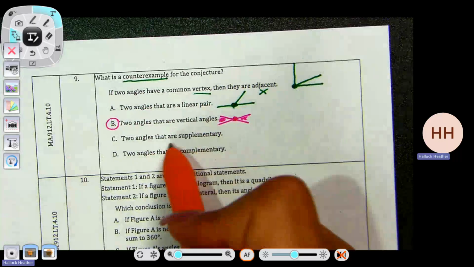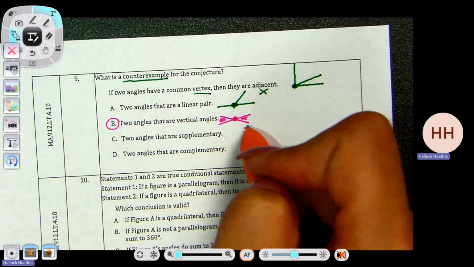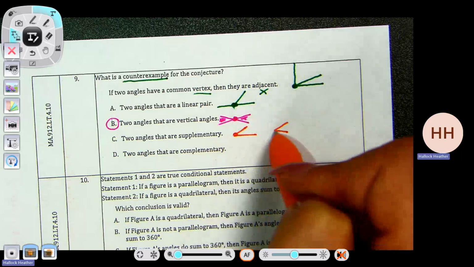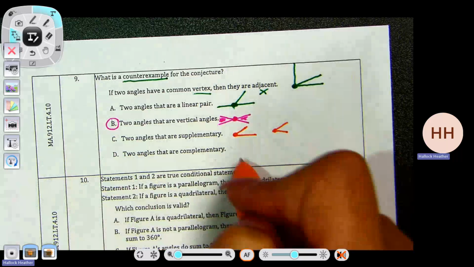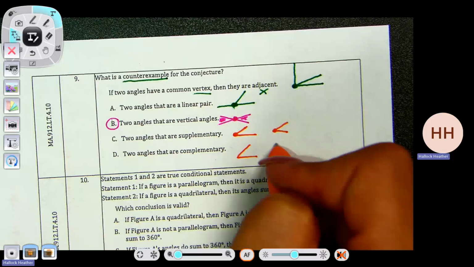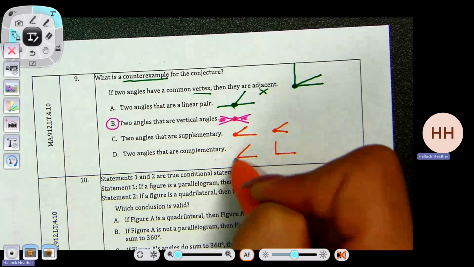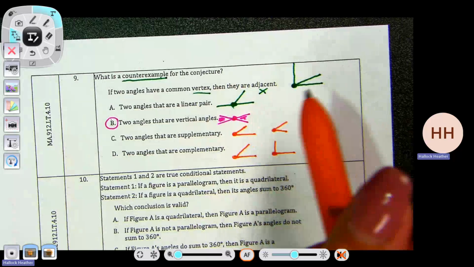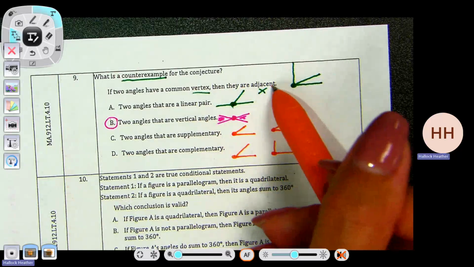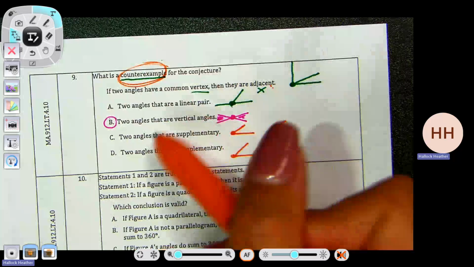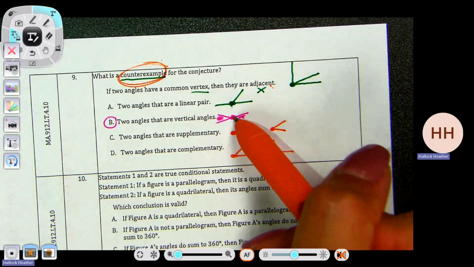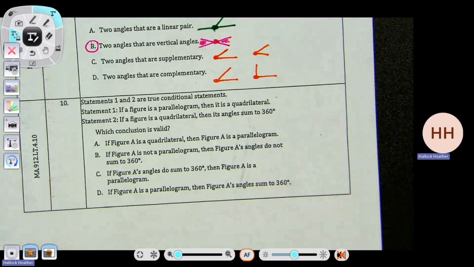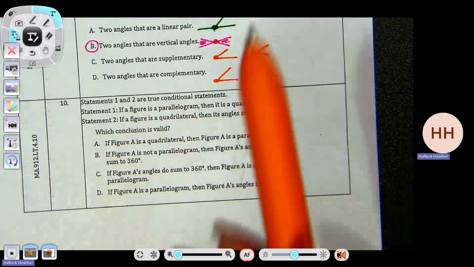The next one says 2 angles that are supplementary. That's not true because they could be like floating around, but that also means they don't share a vertex. So that's not going to work. Two angles that are complementary, same thing. They got to add to make 180 or 90. So they could have several vertexes, but they're still not adjacent. So that's like false, false. This one's true, true, but we're trying to find something that's true and false. So they share a vertex, which is true, but they're not adjacent. So that's my counterexample.